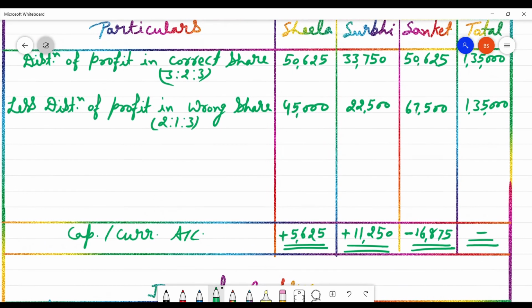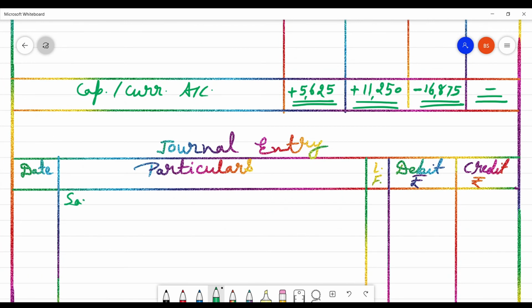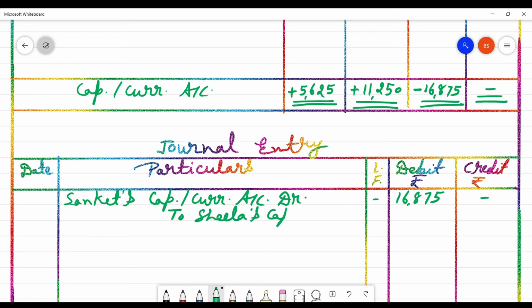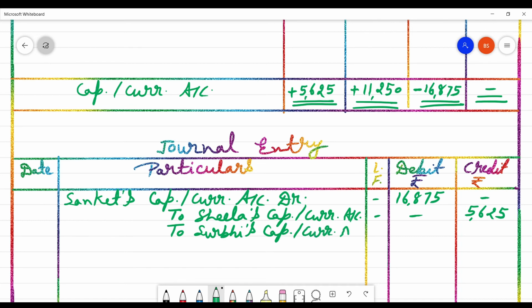So the third one is Sanket's capital or current account debit, amount will be 16,875, to Sila's capital or current account 5,625, to Surbhi's capital or current account 11,250.